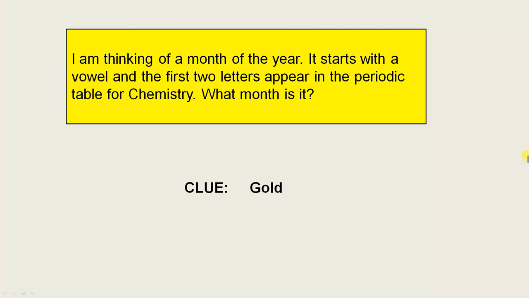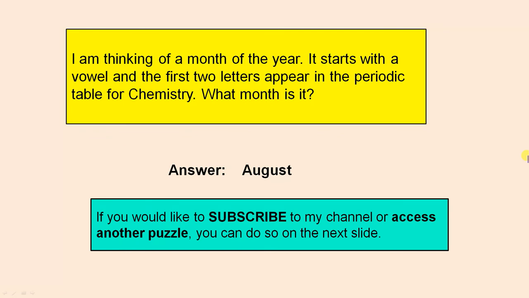Okay, as promised, here is your answer. Let's see how you went. So the answer is August. And you might say, why is that the case? Well, the month starts with a vowel, and the first two letters appear in the periodic table for chemistry. AU is the symbol for gold. So the clue I gave you was gold. So AU is the symbol for gold. So the only month that satisfies those conditions is August.